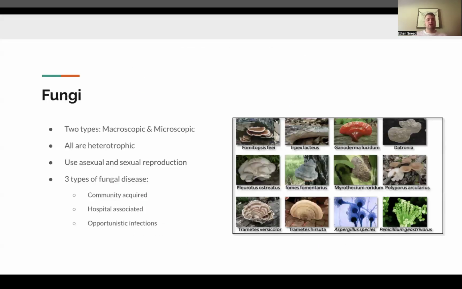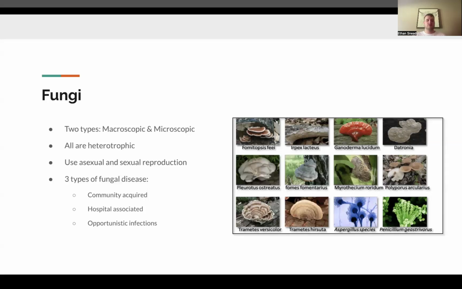Our first of the three different types of eukaryotes we're going to discuss is fungi. There are two different types of fungi: macroscopic, which is made of mushrooms, puffballs, and gill fungi, and microscopic, which consist of yeasts and other types of molds. Fungi are said to be heterotrophic, which means that they acquire their nutrients from a variety of different organic materials, and they reproduce by means of asexual and sexual reproduction with the help of the spores that they contain.